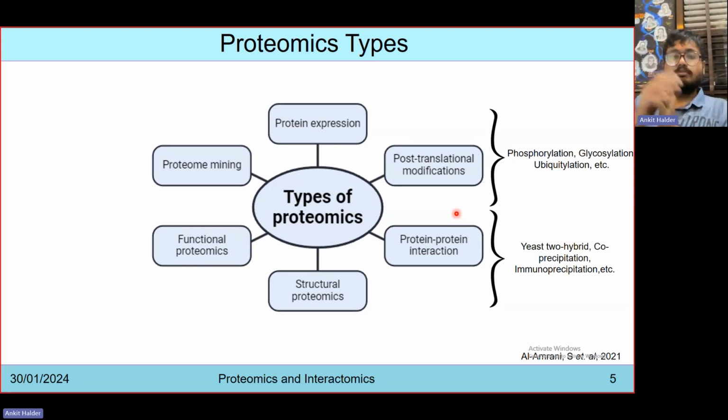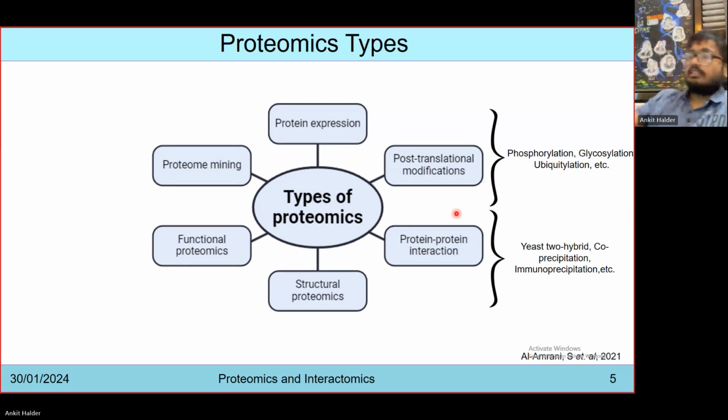So the significance, I think I don't need to stress the importance of understanding protein-protein interactions, because this is a cascade of events that can be either upregulated or downregulated, or can be initiated, or activated, or stopped using this interaction.